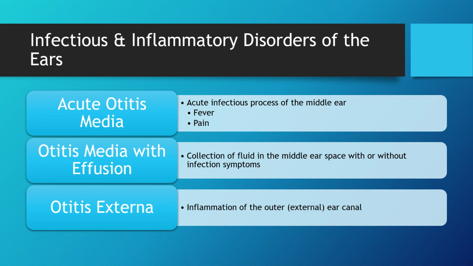So let's transition into disorders of the ears. Patients at risk for infectious or inflammatory disorders of the ear can include eustachian tube dysfunction, recurrent upper respiratory infections, if they attend daycare or preschools, previous episodes of infectious or inflammatory disorders, or if there is smoking that goes on in the household. The three disorders that we're going to look at are acute otitis media, otitis media with effusion, and otitis externa.